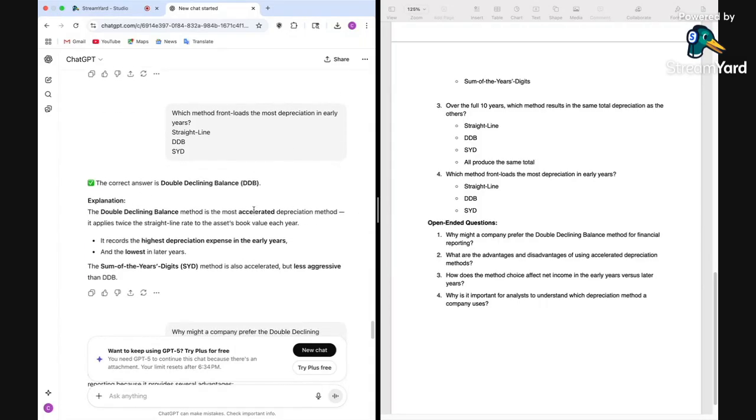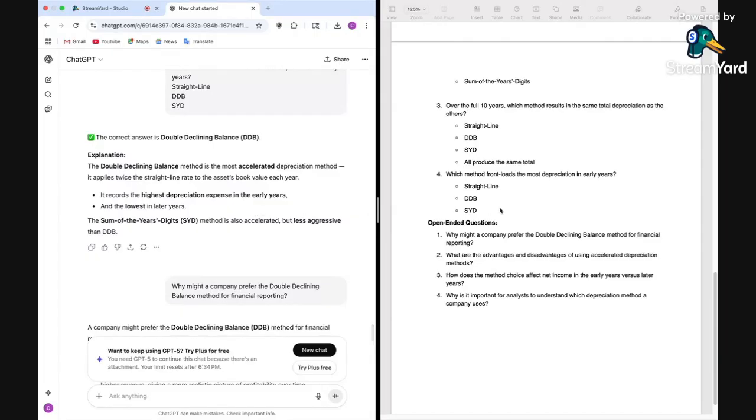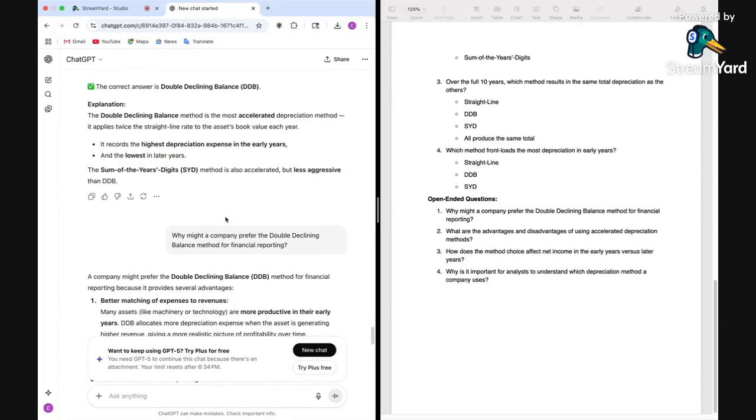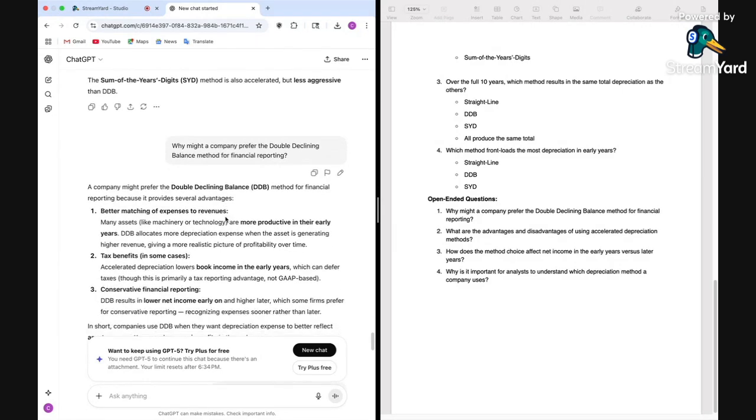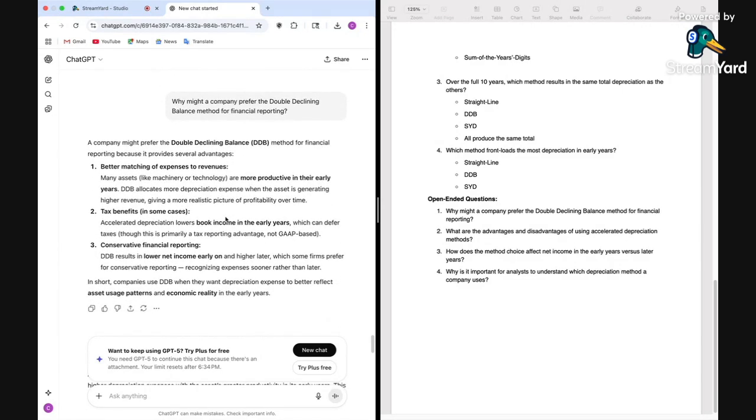So continuing, this is the last multiple choice question. Double declining balance is the one with the fastest depreciation in the early years. So then we can now continue to the open-ended questions.